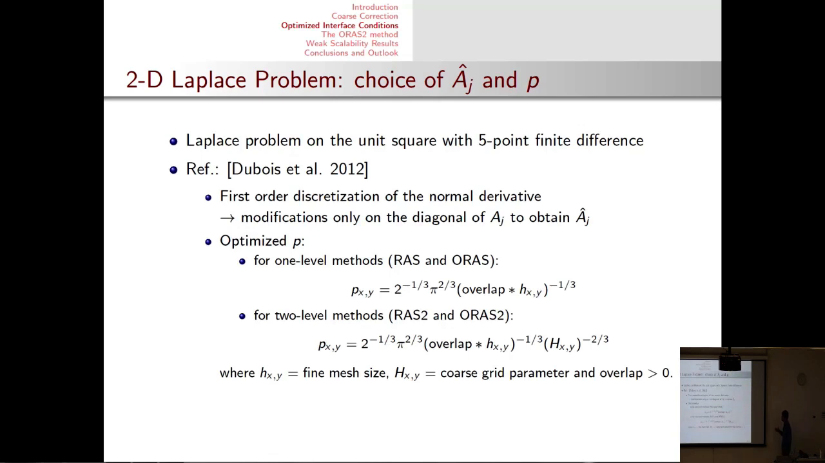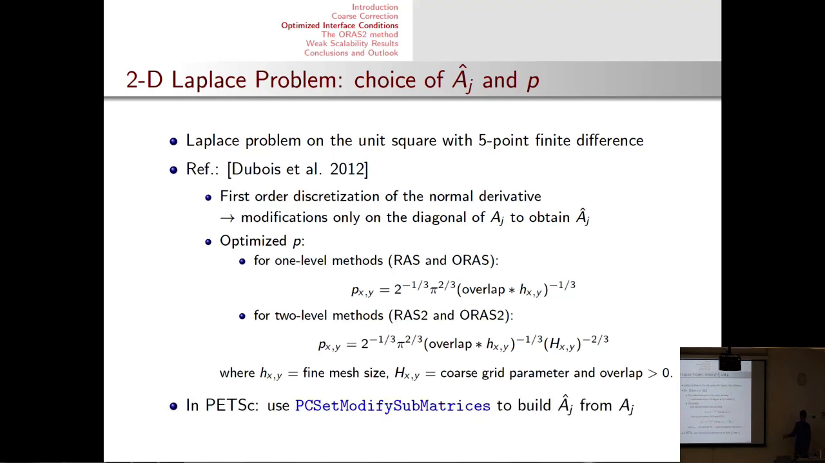We also have formulas for the optimal value of P, given here, where small h is the fine mesh size, capital H is the coarse grid parameter, and the overlap must be positive. One has to be careful here, because when the overlap is 1 in the PETSc sense, it means that the algebraic overlap is actually 2, and the physical overlap is still something else. But the overlap values I used in the results I will show you are the ones in the PETSc sense.